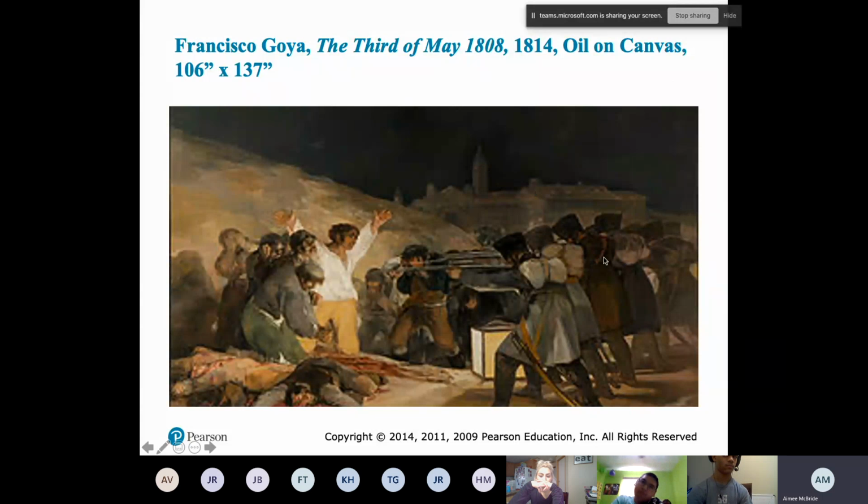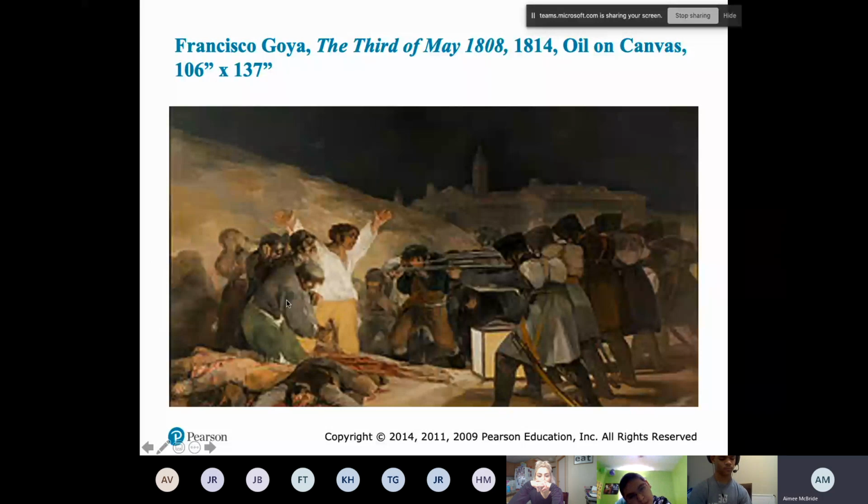So over here on this side, you see Napoleon's soldiers with their guns pointed at unarmed citizens. So Goya himself saw this occur on the night of the 3rd of May. He saw French soldiers going into people's homes and dragging them out of their homes and shooting them in the streets. And this is what he's illustrating. So he's making a commentary on the brutality of Napoleon's men and Napoleon's desire to conquer and control everything.